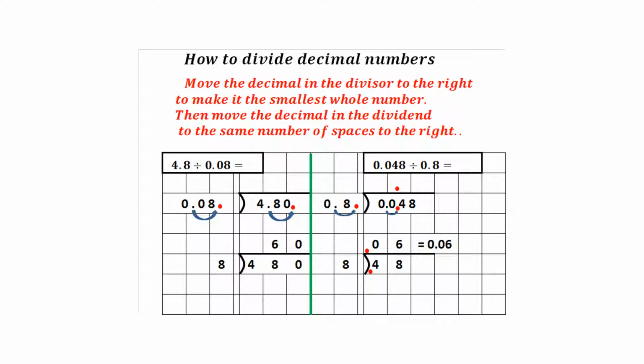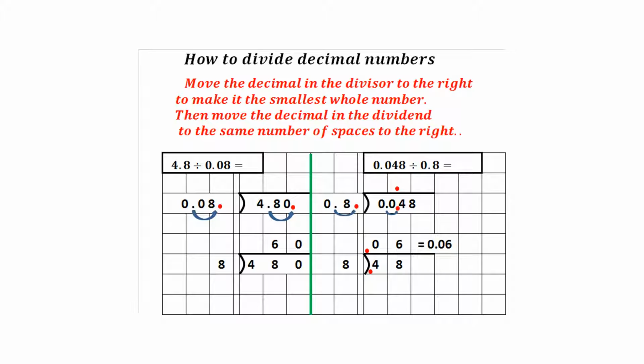So if we look down below, 0.8 is going into 0.048. We're going to move the decimal 1 place to the right in the divisor. That's 8. And we move it 1 place in the dividend. So 0.048 becomes 0.48. Now, move that decimal immediately up. So we see below 8 is going into 0.48. 8 doesn't go into 4.